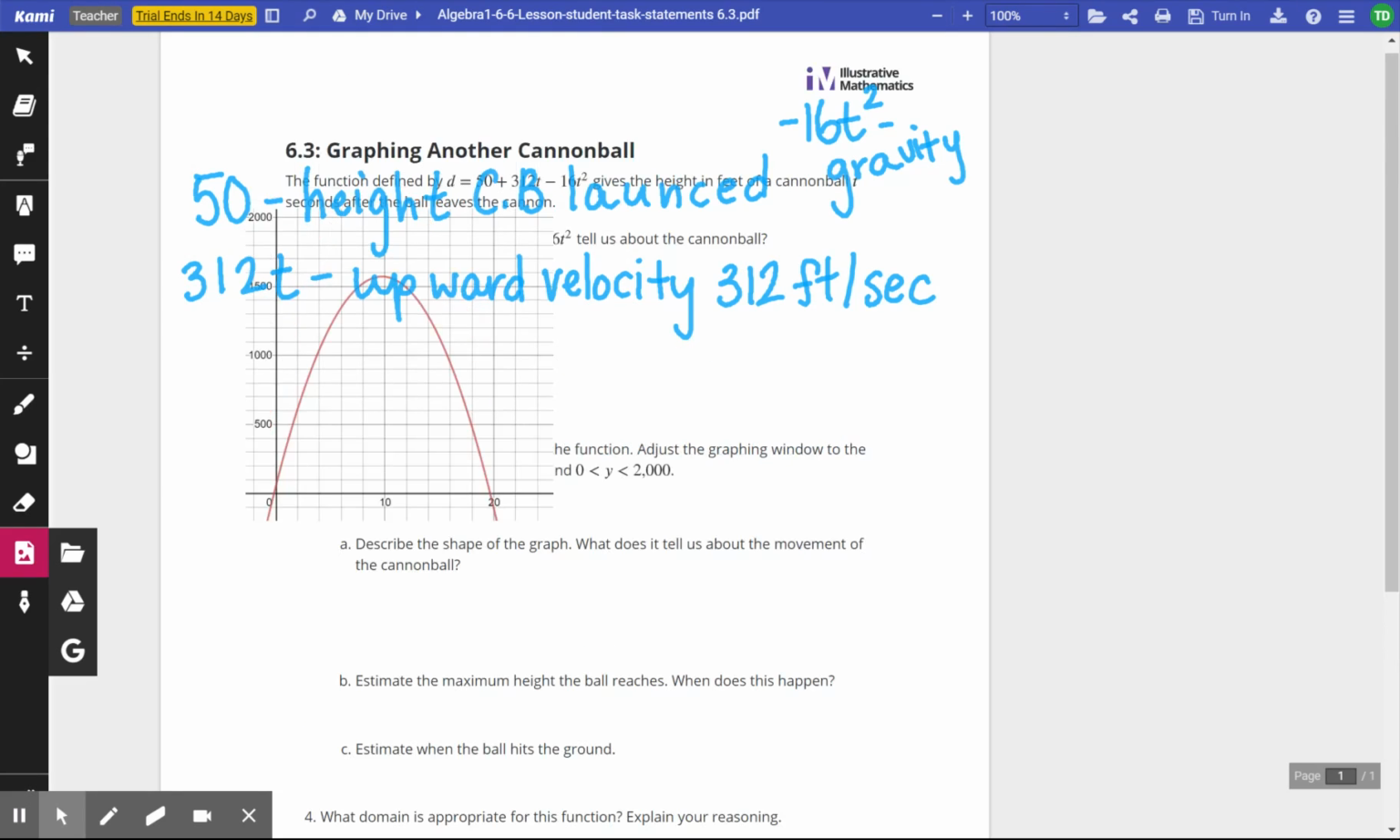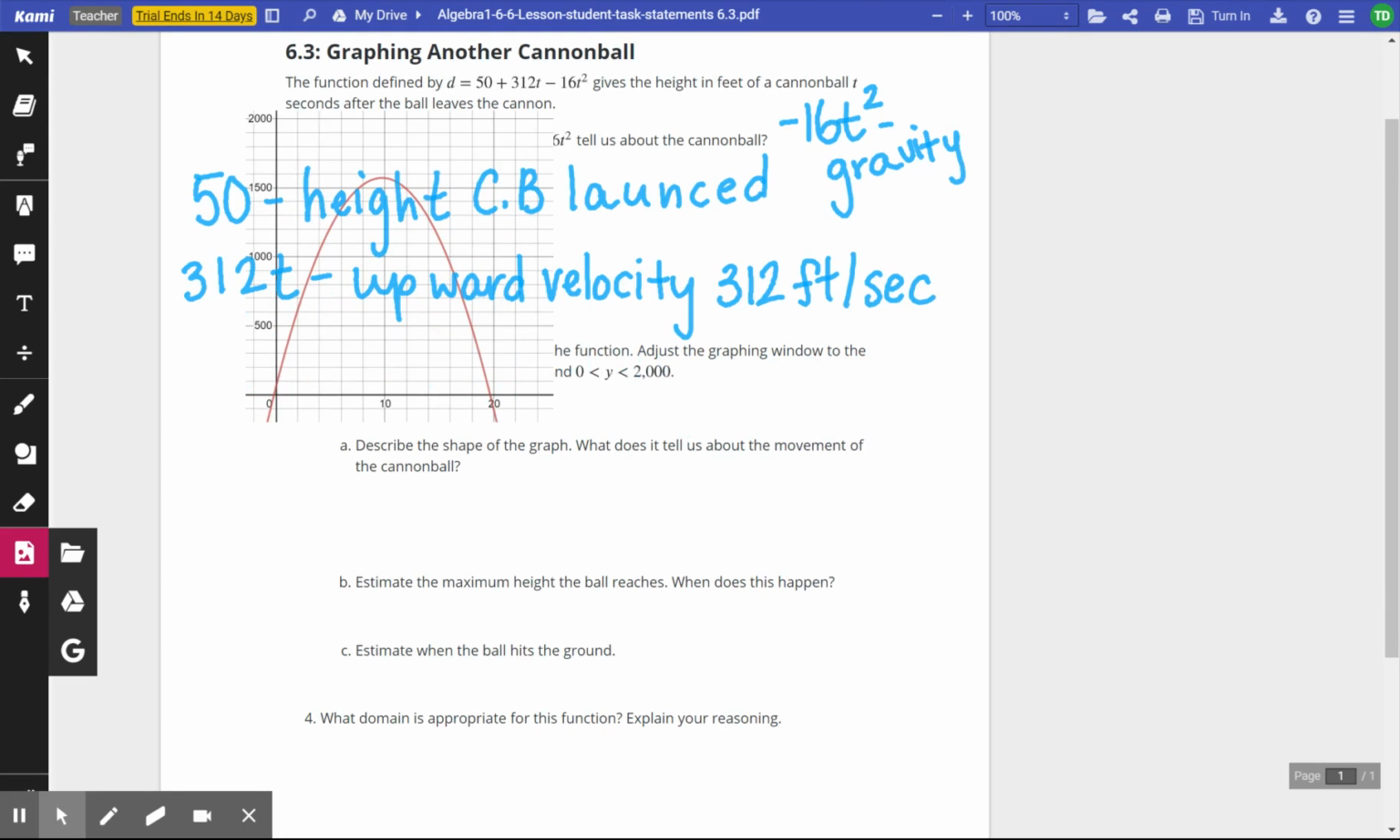So if you do not know what domain is, hopefully you Googled it before submitting this worksheet. If you didn't, I encourage you to pause the video and try and understand what this word means. What does domain mean? And what does it mean in this situation? So hopefully you looked up what domain is. Here, I would say the appropriate domain is between 0 seconds and 20 seconds.